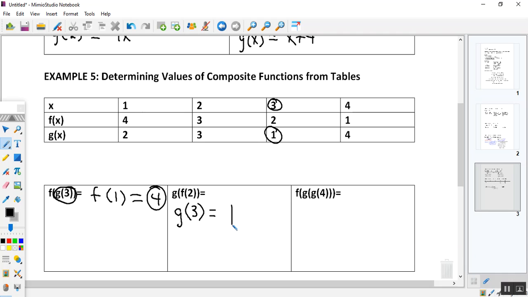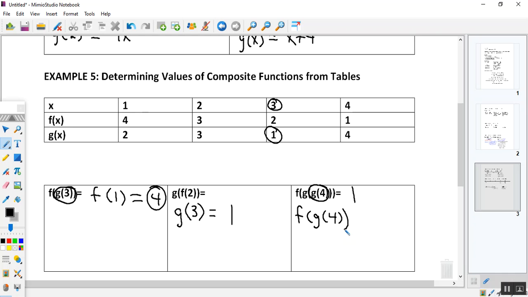Alright, who's ready to talk about the next one? Maddie, you want it? What'd you get first? 1. Okay, talk me through it. G of 4 is 4. Okay, so this inside part right here is 4, is that right? So this really becomes f of g of 4, doesn't it, kids? Now this is a little trickier because instead of a composite of 2 functions, we have a composite of 3 functions.